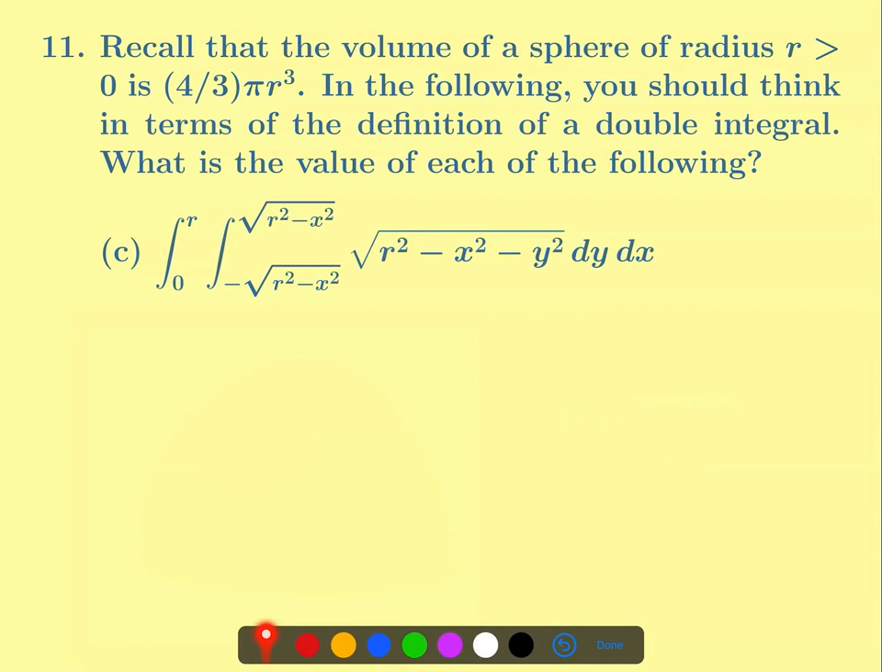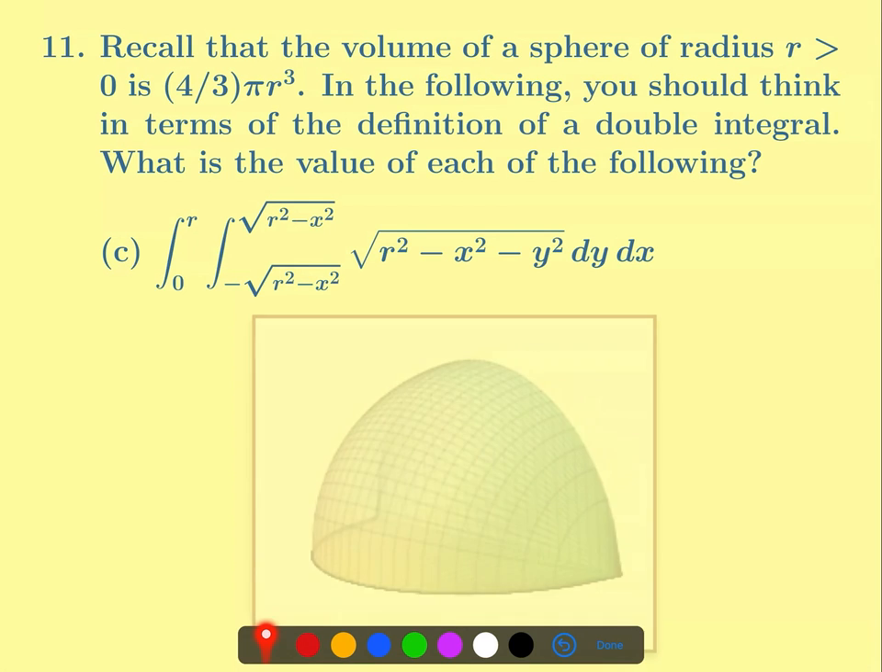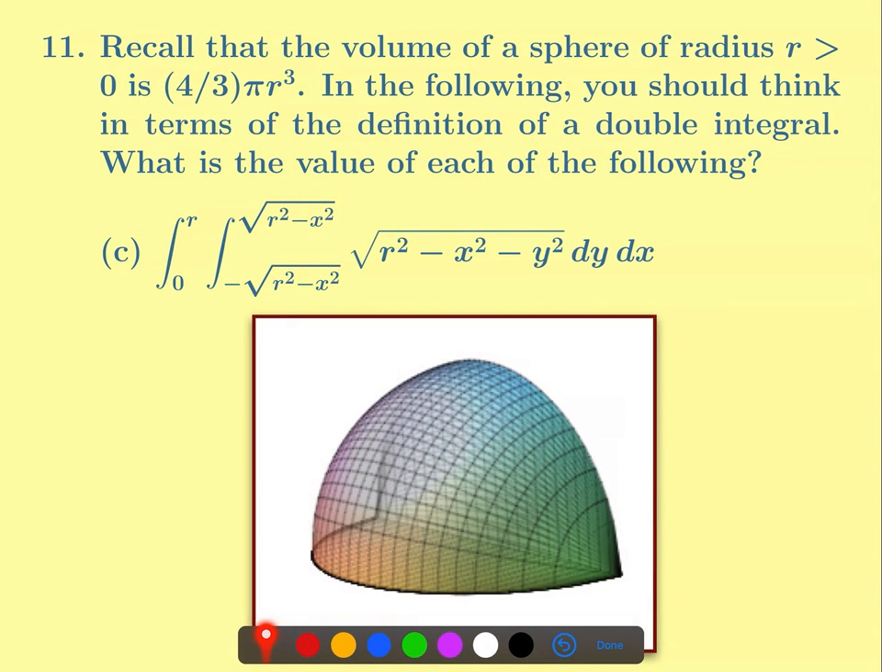For part C, we have x going between 0 and r. So imagine x going between 0 and r. And for each fixed x, we want y to go from the back of the circle to the front of the circle. This is going to be the same picture I had last time. For each fixed x between 0 and r, we want y to go from the back of the circle to the front of the circle. So it's going from here to here.